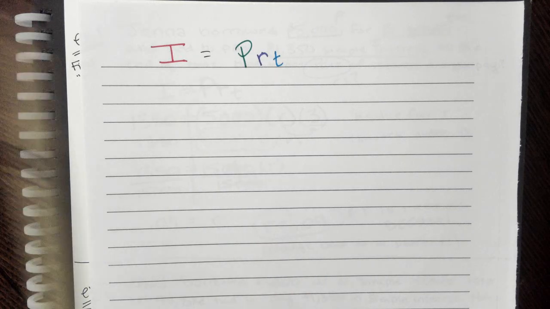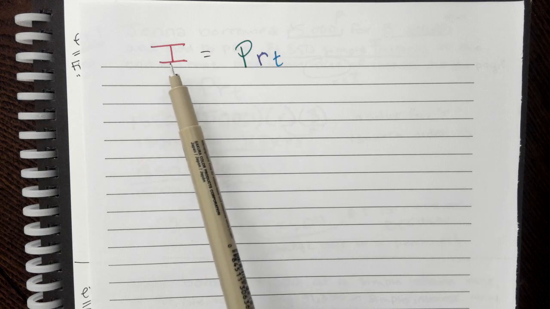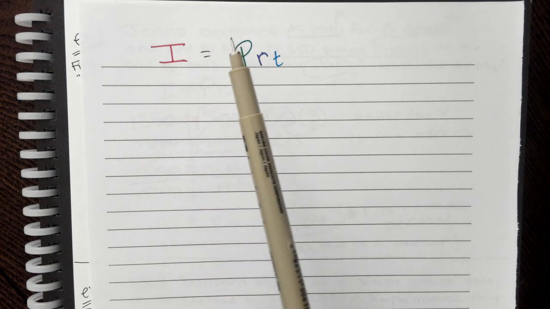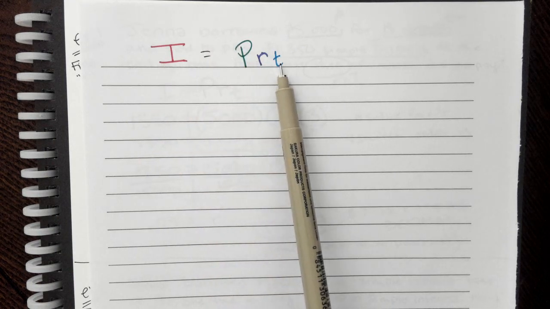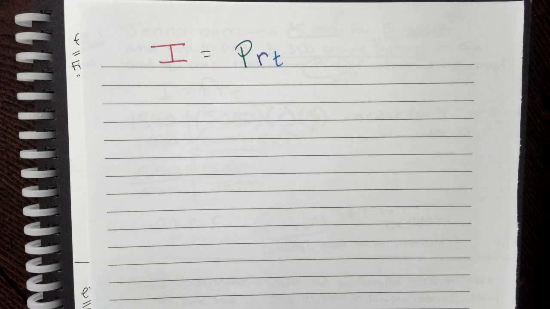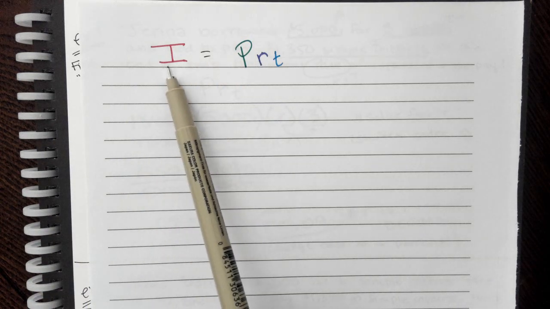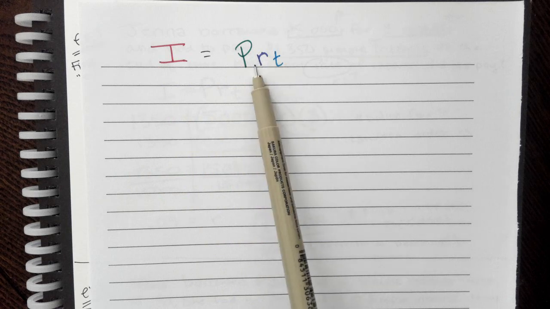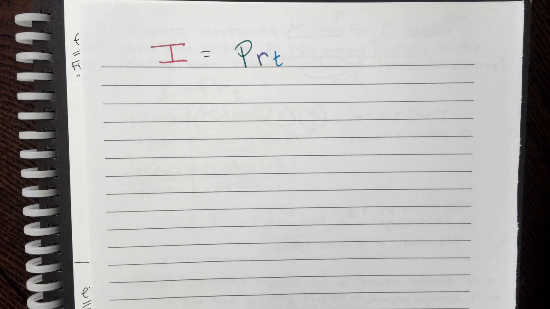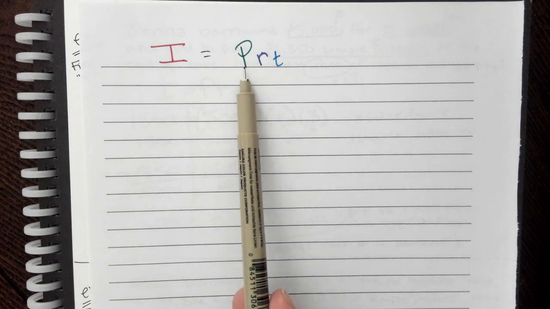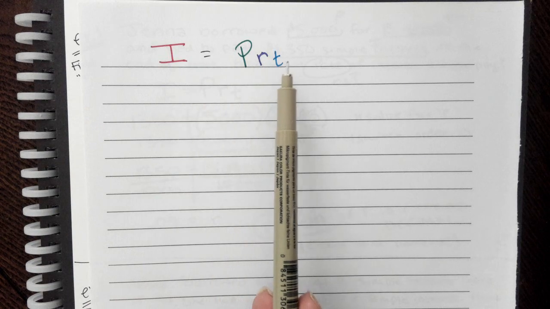We have looked at a lot of examples where we found the amount of interest and we were given the principal, the rate, and the time. We did not do many examples where we had the interest and two of these things and we're looking for the other. So I'm going to do a few examples on how to find P, how to find R, and how to find T.